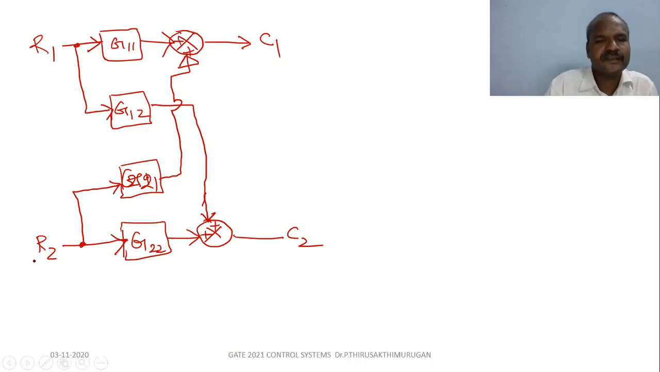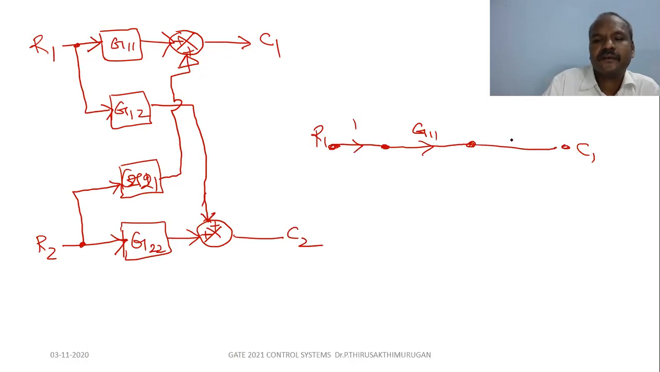Understand? So C1, C2. What is the equivalent representation? First take R1, between R1 and the summing block, this junction, and C1. Between these two is G11. This is the gain value. Understand or not? From this, similarly, we can draw another graph.